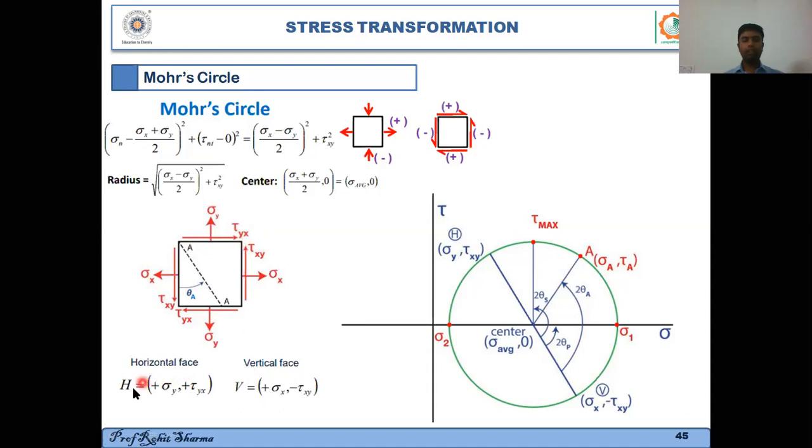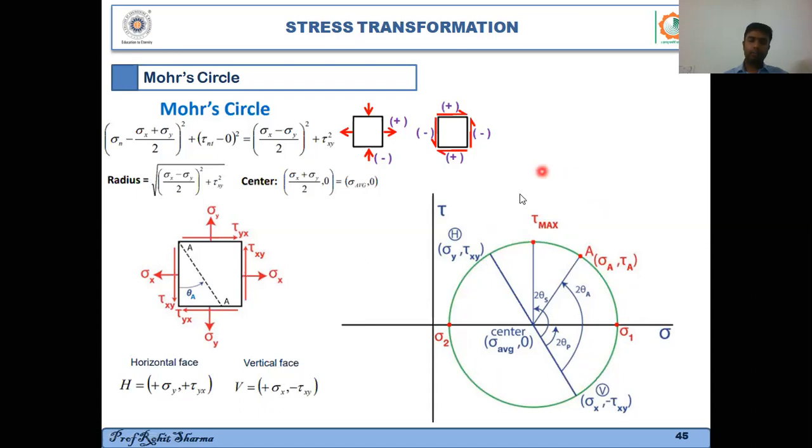So we have these 2 points V and H, where V is for this vertical face and H is for this horizontal face. The coordinates of point V will be plus sigma x and minus tau xy, and the coordinates of point H are plus sigma y and plus tau xy. We plot the points H and V onto these sigma and tau coordinates, join the 2 points V and H by a line, and considering that line as a diameter, we make a circle.